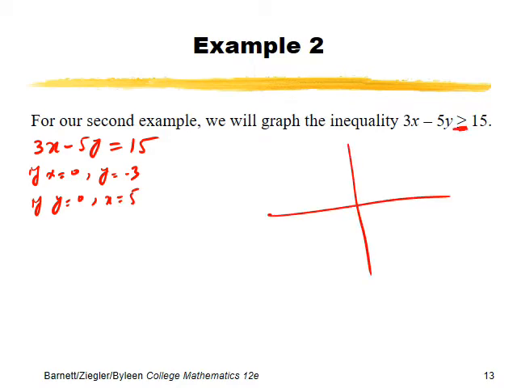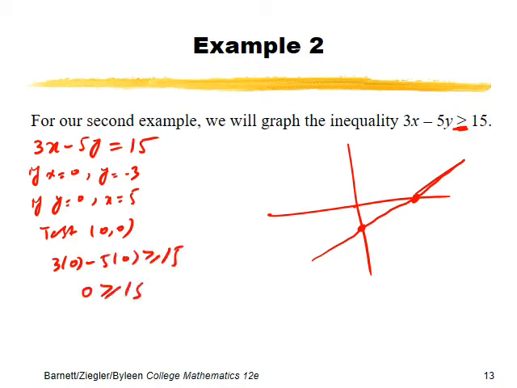Since here we have equality, we will make a solid line for the graph. X is 0, y is minus 3. So this is the point. When y is 0, x is 5. This is the point. So we will make a solid line. Now the test point, 0, 0. We put 0, 0 into the inequality.